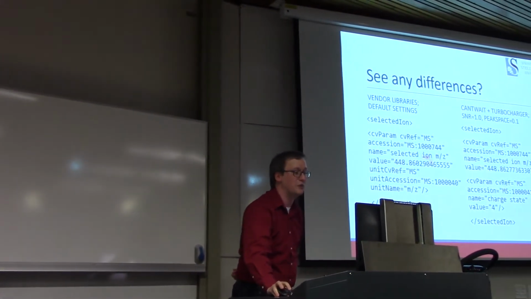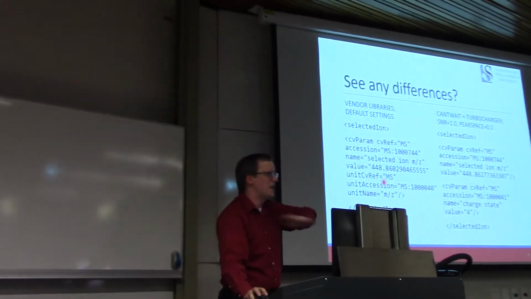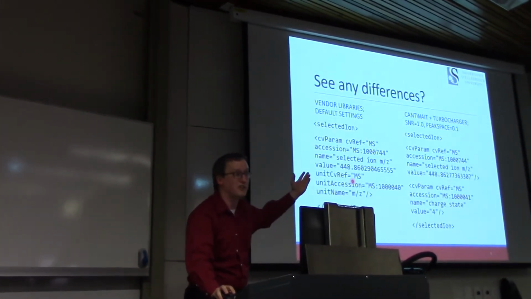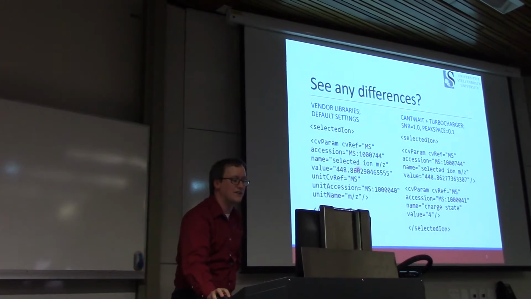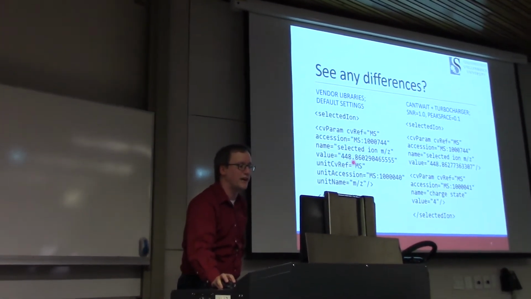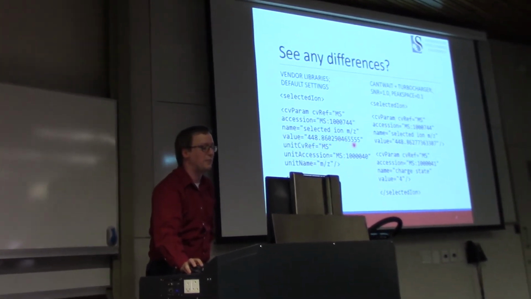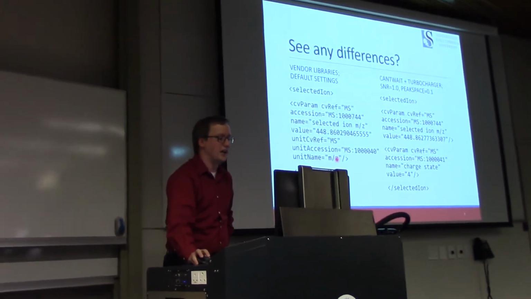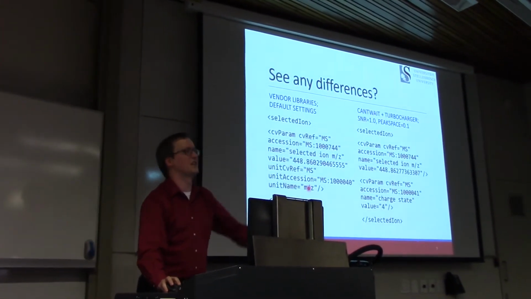At the left, we have the one that runs if you just run MS-Convert, just as though you're dealing with the Thermo raw file. Here we see that we have a selected ion mass to charge value of 448.86029, and so on. And it even gives the type of unit. It is an M over Z.